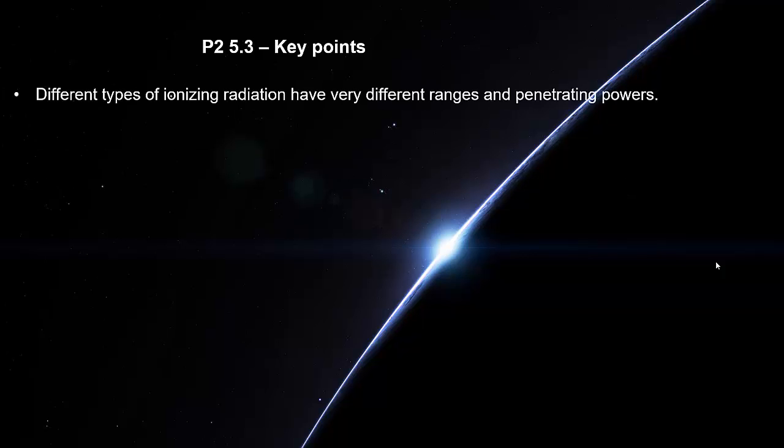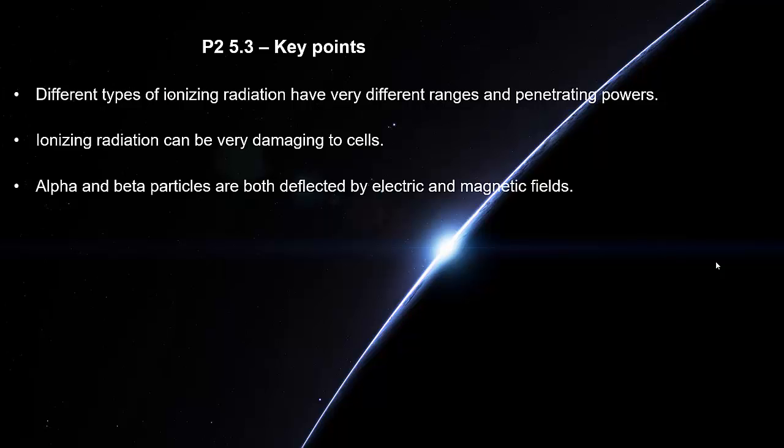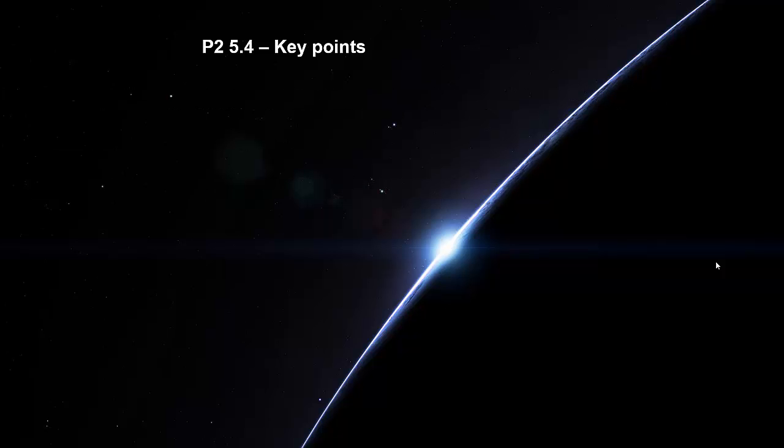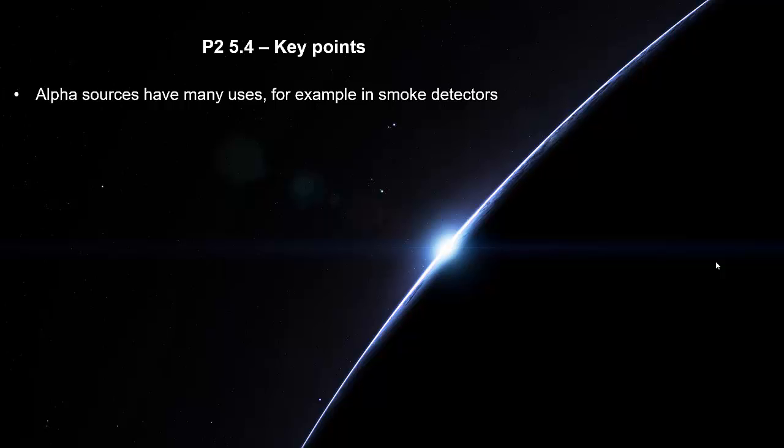Different types of ionizing radiation have different ranges and penetrating powers. Ionizing radiation can be very damaging to cells. Alpha and beta particles are both deflected by electric and magnetic fields. Alpha sources have many uses, for example in smoke detectors.